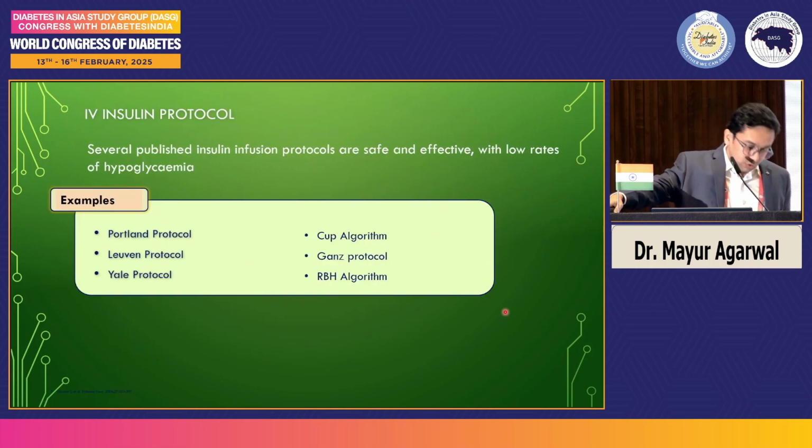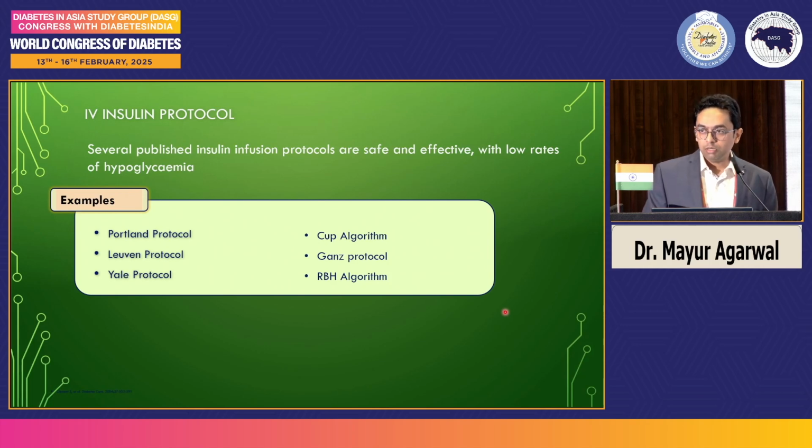Now let's talk. I am giving IV insulin. How should I be giving it? What dose should I be giving? How should I be changing it? So there are n number of things, right? There is the Portland, Yale protocol, Cup protocol, RBH protocol, and mind you, even the best super specialists cannot remember this. Nobody can remember all those things.